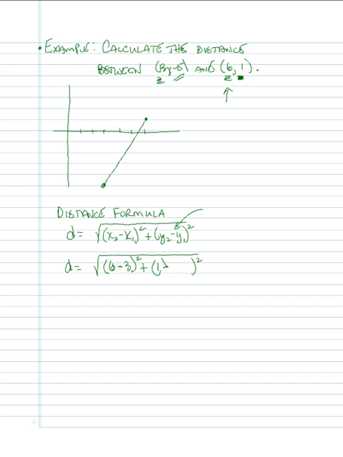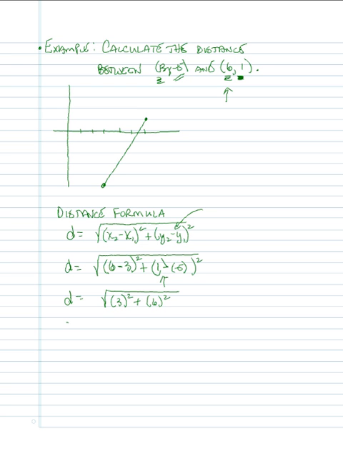Okay, and so this is the subtraction in the formula. But what I'm subtracting is a negative y value, so it would end up looking that way. Now, as I begin to do my calculations, of course, 6 minus 3 is just 3. So here I have a 3 squared, and 1 minus -5 is the same as 1 plus 5, so here I have a 6 squared.